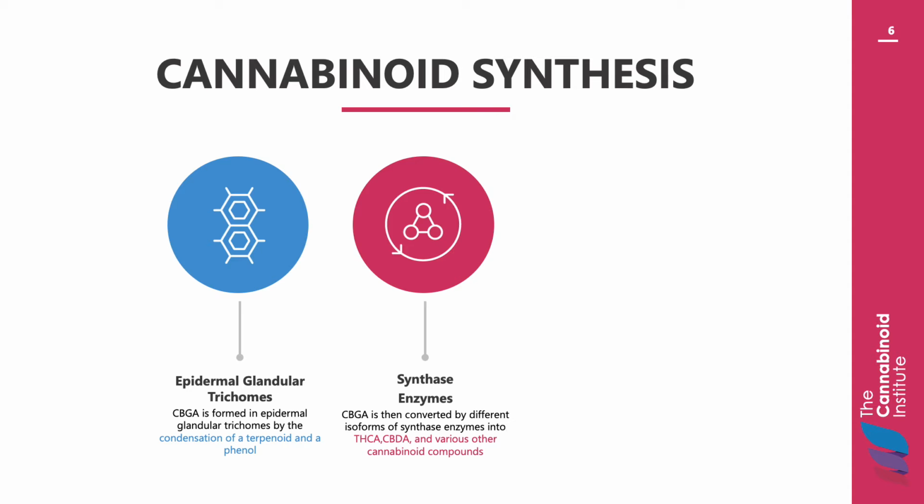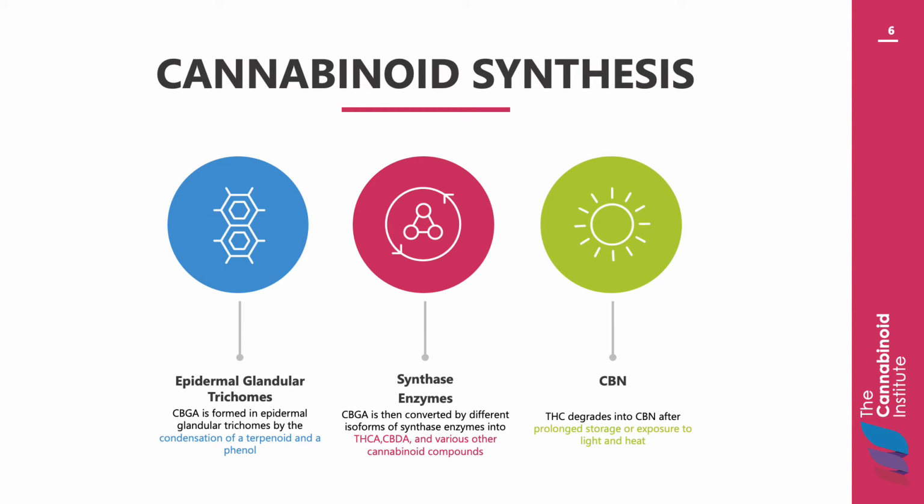The amount of each cannabinoid produced by a specific cultivar of cannabis is determined by the volume of the synthase enzyme each plant produces. If a plant produces large amounts of THC synthase, that plant will have a large amount of THC present. If the plant produces a large amount of CBD synthase, the plant will have a large amount of CBD present. The production of these enzymes can be manipulated through genetics to produce plants that generate a predictable amount of each cannabinoid. Finally, the cannabinoid CBN is formed not by synthase enzymes, but through the degradation of THC after prolonged storage or exposure to light and heat.